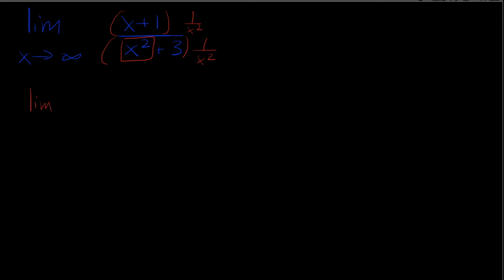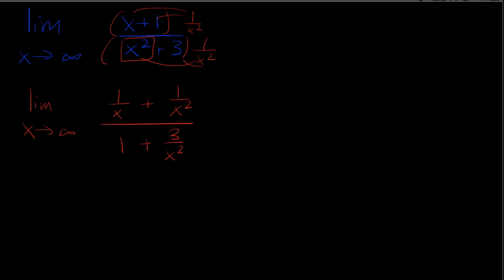So I'm going to have the limit as x approaches infinity. Now this 1 over x squared is going to distribute to both the x and the 1. So it'll be 1 over x plus 1 over x squared. And on the bottom, it's also going to distribute. So the x squareds will cancel, and we'll have 3 over x squared.